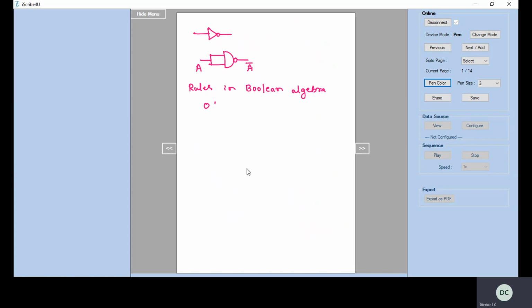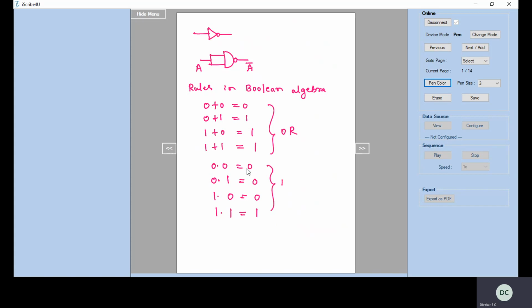The addition rules are 0 plus 0 is 0, 0 plus 1 is 1, 1 plus 0 is 1, 1 plus 1 is 1. So this is the OR function. The multiplication rules are 0 into 0 is 0, 0 into 1 is 0, 1 into 0 is 0, 1 into 1 is 1. This is the AND function. And the basic rules are A plus 0 is equal to A, A plus 1 is equal to 1.